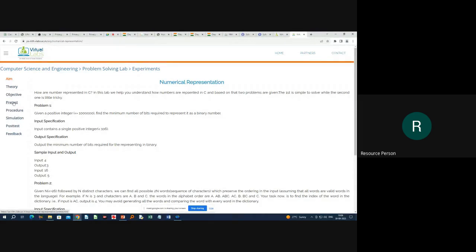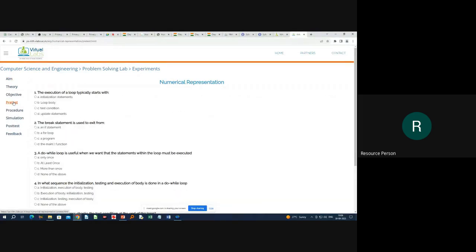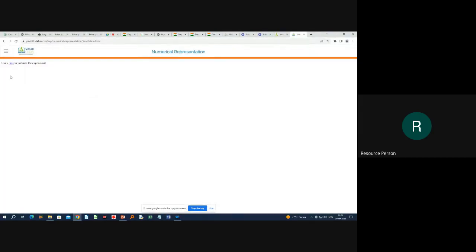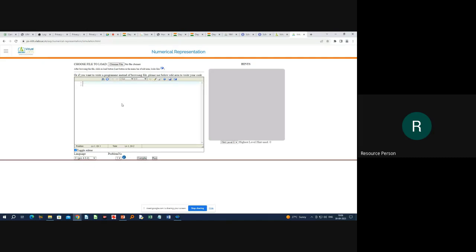Now, what is the pretest? Before you take the experiment, you can do a small quiz for self-assessment, then follow the procedure, and then the simulation. Click here to perform the experiment. Here you can write your program, and after writing the program, you compile, you run, and then you save the output. Believe me, this is so nicely designed.